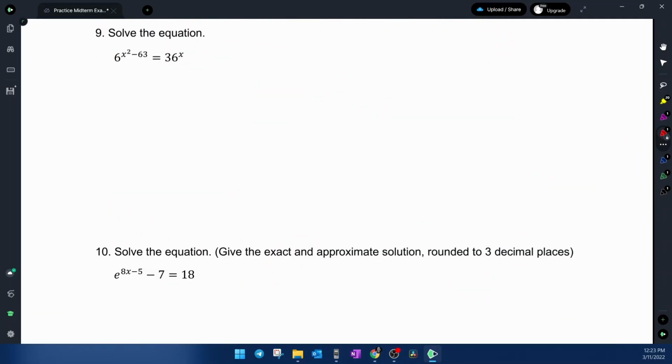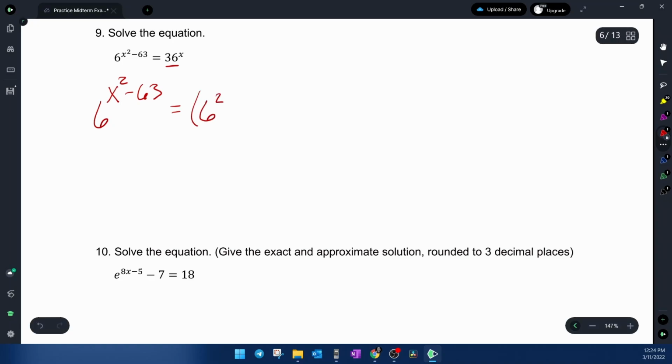Next, number 9, we have an exponential equation to solve. We are going to use the method of common bases. So notice here I've got 6 raised to the power x squared minus 63. On the other side, I have a 36. We know that 6 squared is 36. And now if you notice, I have a common base. Both bases are base 6. So the 6 squared is also raised to the x.